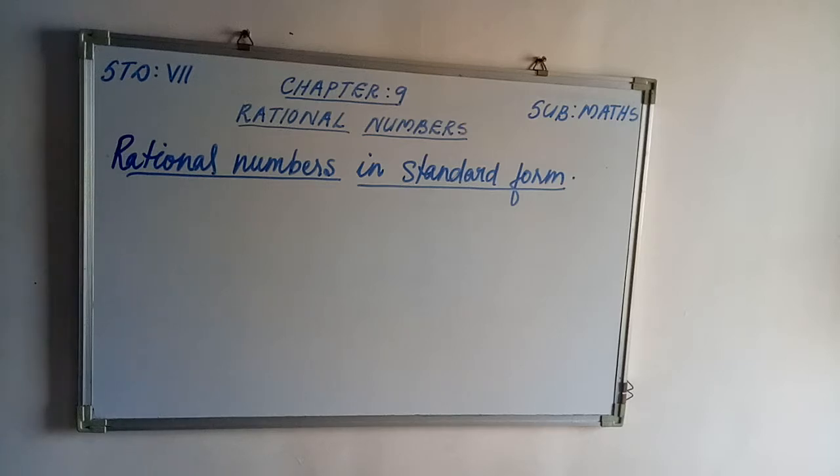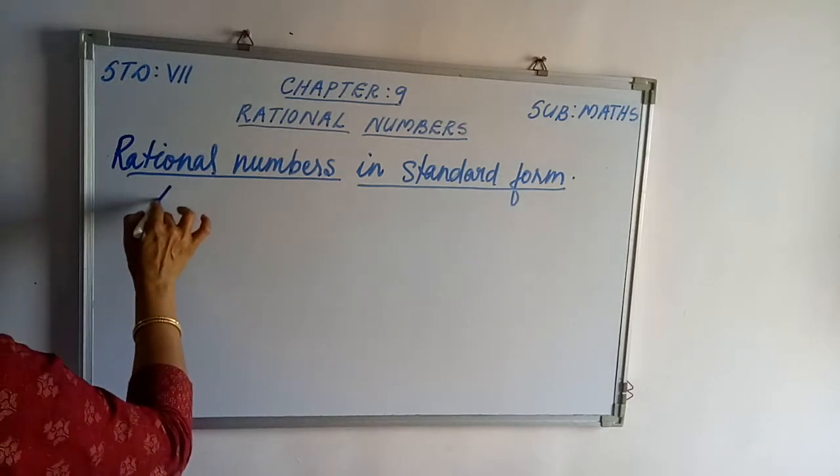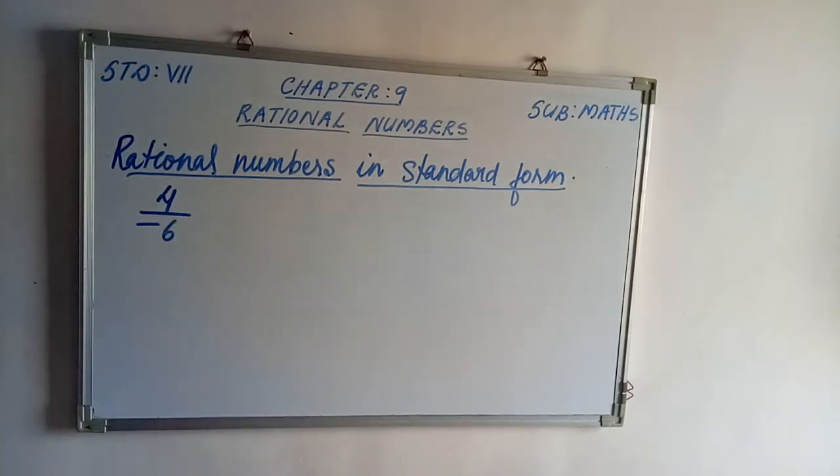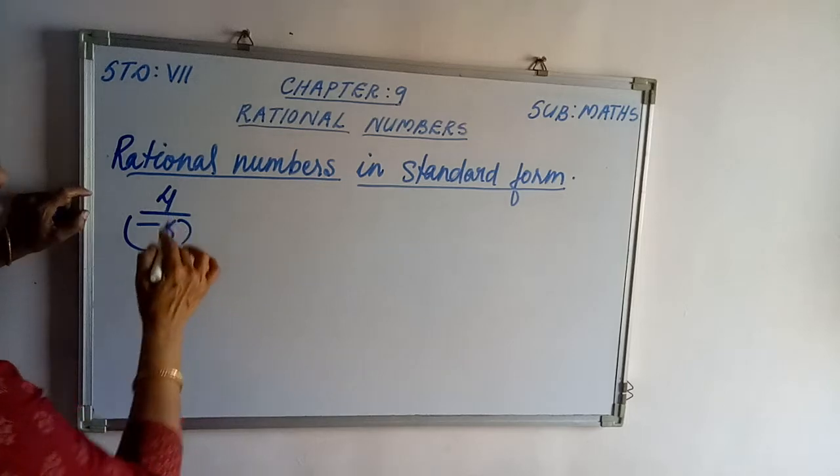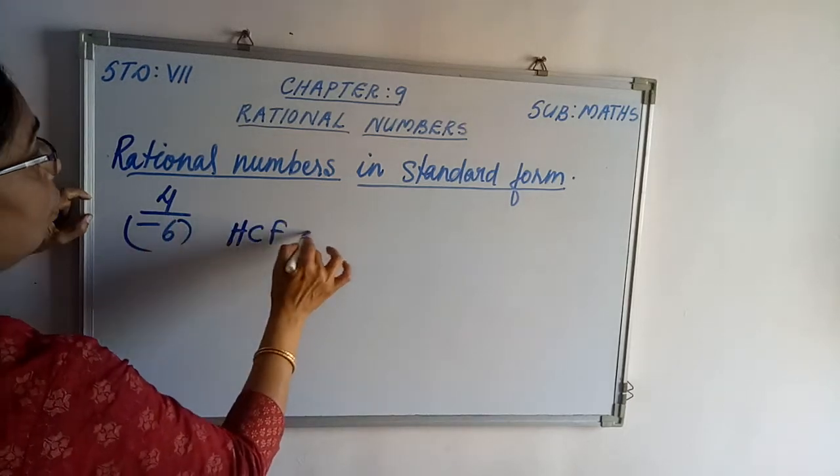For example, reduce 4 upon minus 6 to standard form. So what are the conditions I told? The denominator should be positive and numerator and denominator should have no common factor other than 1. So to reduce this to standard form, first we have to find out the HCF of 4 and 6. What is the HCF of 4 and 6? Highest common factor of 4 and 6.